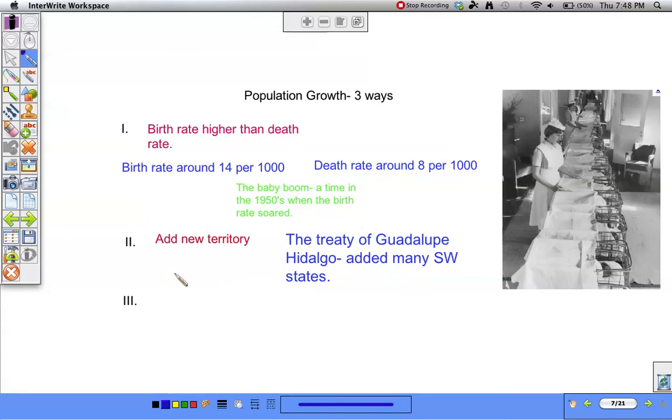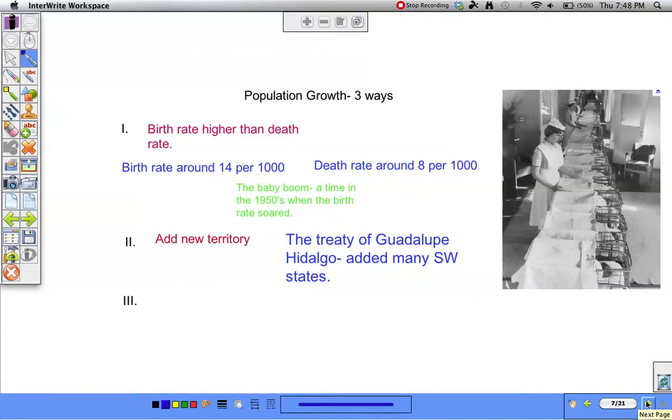This doesn't happen very often, but if we add new states into the country, this causes the population to grow, such as the Treaty of Guadalupe Hidalgo after the Mexican-American War, which added all sorts of southwestern states to our population and thus caused the country to grow. So some Mexican Americans that live in the Southwest, places like New Mexico and Utah and Arizona, things that we got from this treaty, like to say, we didn't cross the border, the border crossed us. And that's very true. That's the way that they joined the United States.